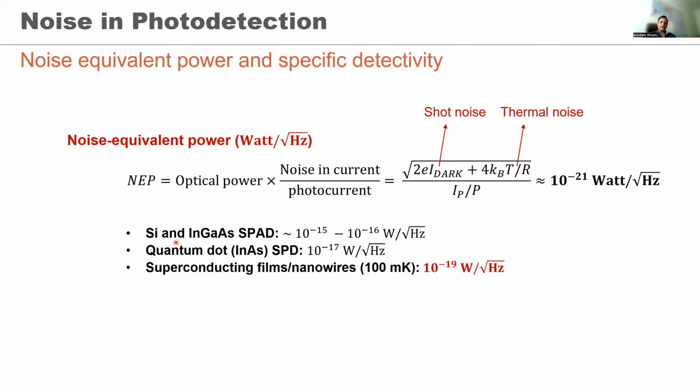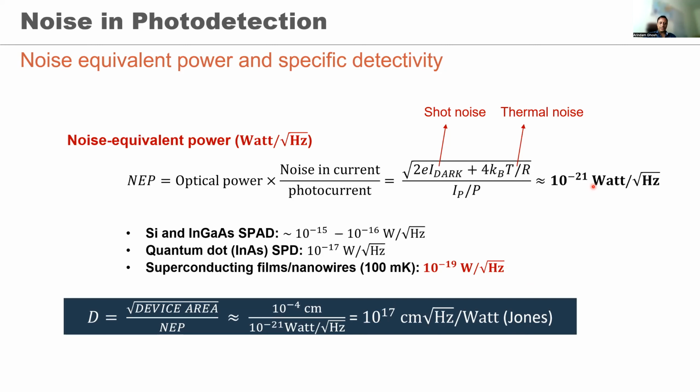Okay, so look at the existing numbers for the different optical elements that we have. Silicon and InGaAs based avalanche photodetectors typically have minus 15, minus 16. Quantum dot based systems like indium arsenide can be 10 to the minus 17, whereas superconducting nanowires, which are used in today's single photon detection in quantum technologies, are on the order of 10 to the power of minus 19. These devices are two orders of magnitude even below that theoretically. Experimentally, that is not the case.